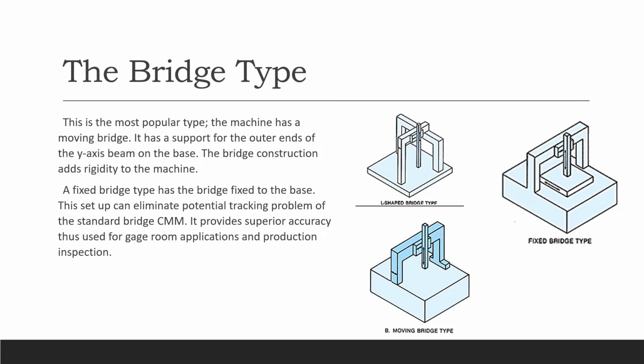A fixed bridge type, that's what this one here has, a bridge fixed to the base right there. See, here is your bridge and it is fixed. So you can hold it, it's totally fixed right there and you can't move. You've got a fixed bridge type. And this setup can eliminate potential tracking problems of the standard bridge CMM. It also provides superior accuracy. And therefore we use it for gauge room applications and production inspection.